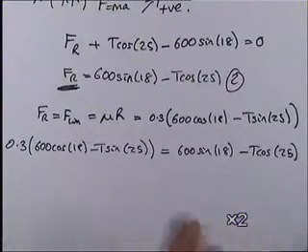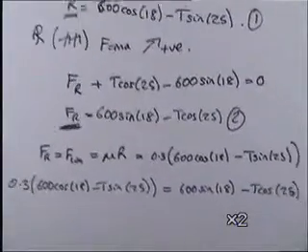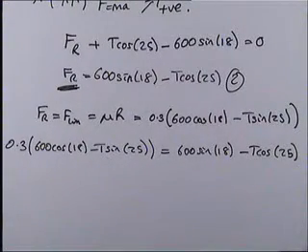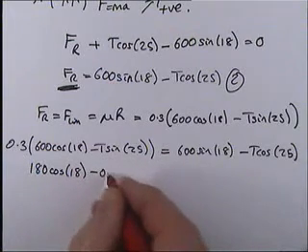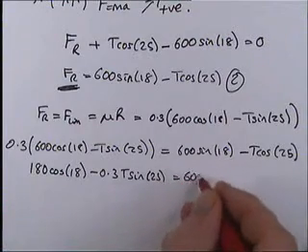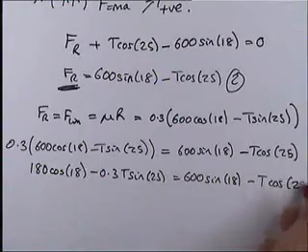Okay, and at that point we've got to multiply out as much as we can and then rearrange. I'm going to go through it quite slowly. So first we're going to multiply this bracket out. So we've got to find 0.3 lots of 600. 0.3 times 600 equals 180. So that's 180 cos 18 minus 0.3 lots of t sine 25 equals 600 sine 18 minus t cos 25.